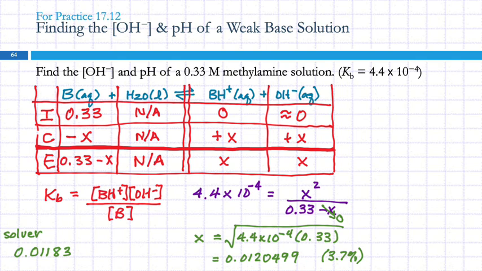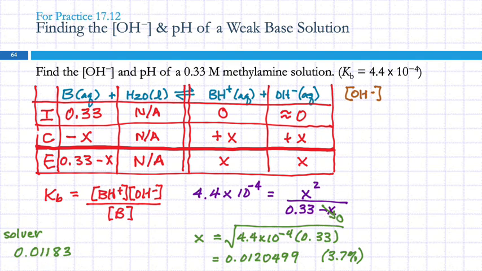Okay, so one of the questions is, what's the hydroxide ion concentration? Well, that is equal to x. So the first answer, how come the numbers are off? Why are these a little different? Because this, we used an approximation.